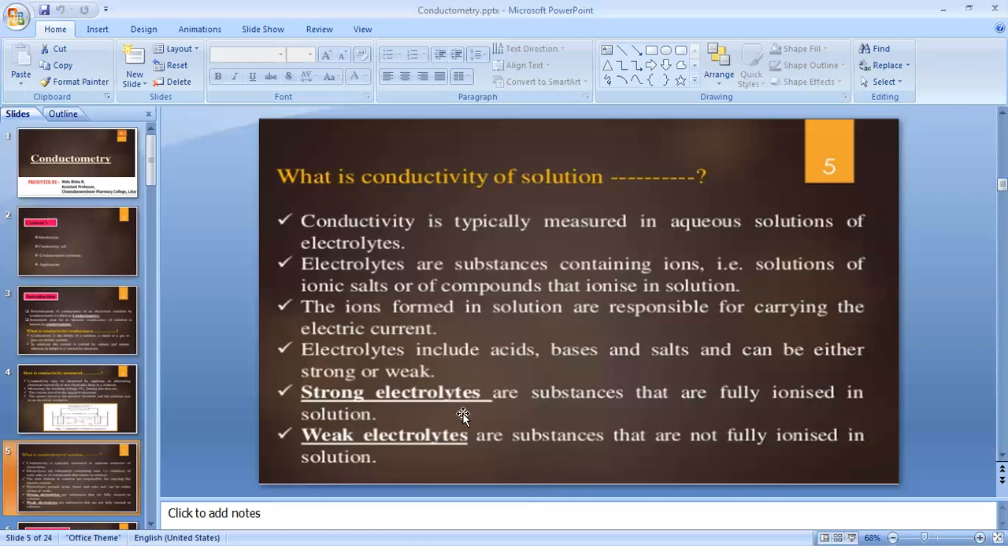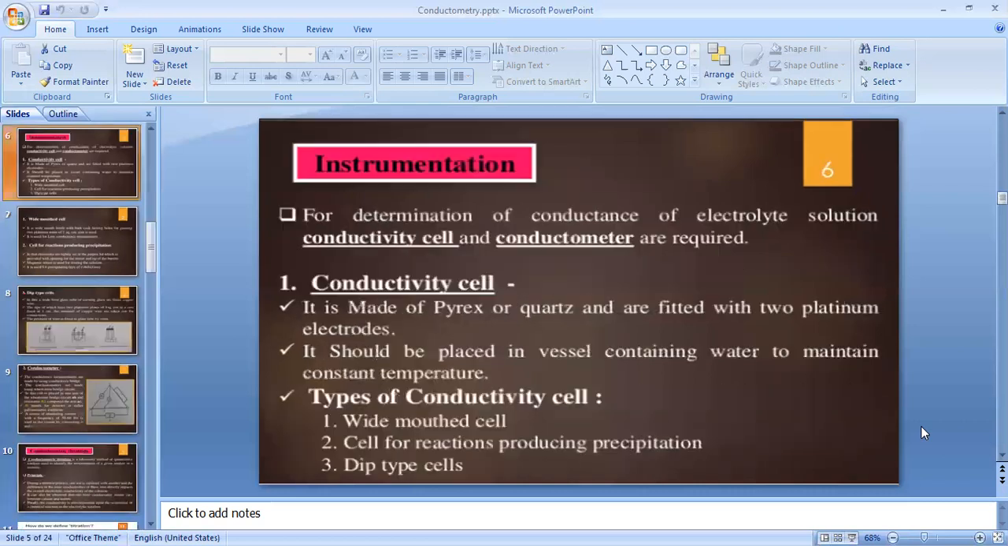So in case of an analyte, whether it may be acidic, basic or salt, if it is stronger in nature, then conductance will be more due to the formation of fully ionized positively charged and negatively charged substances as compared to weak electrolytes. In case of weak electrolytes, they are not fully ionized. So therefore conductance will be low for weaker electrolytes as compared to stronger electrolytes.